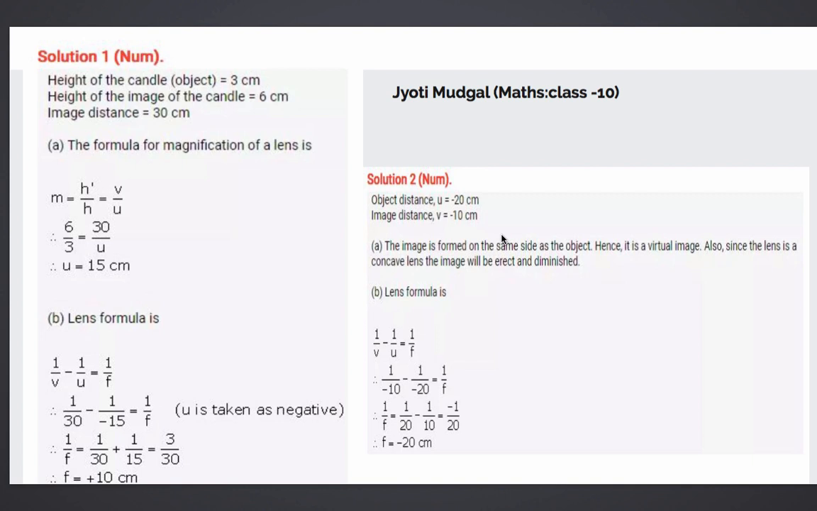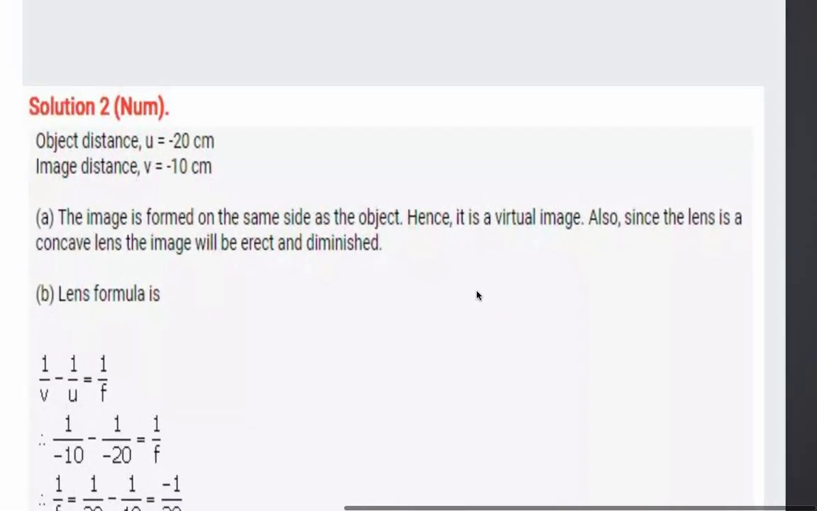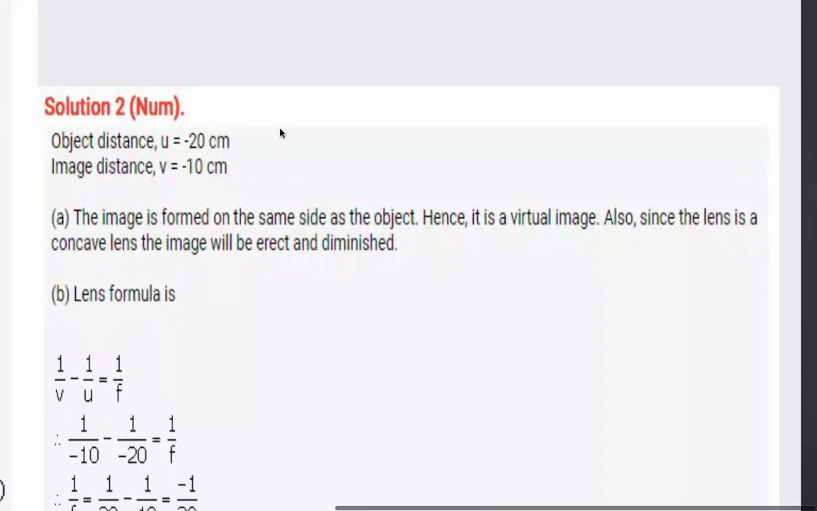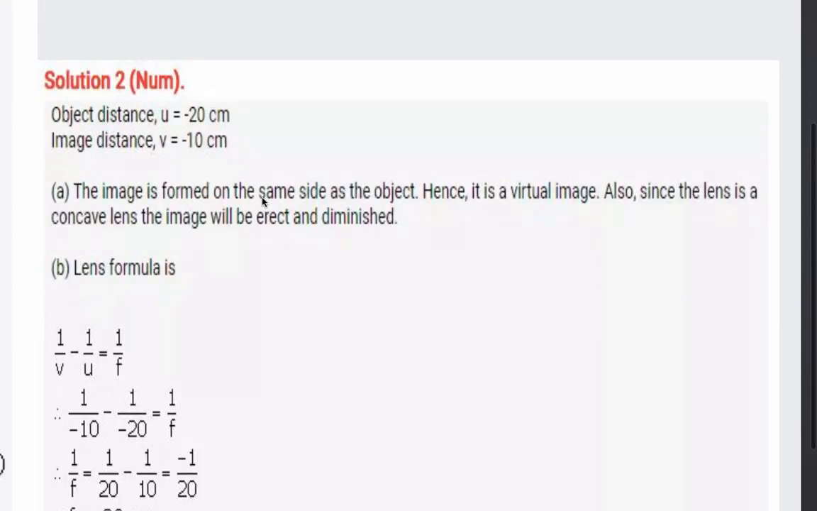a concave lens forms the image. Concave lens. Now, when I'm using the word concave lens, students, u will always be negative, v always will be negative, and f will also be negative. Right? Because we all know that a concave lens forms virtual, erect, diminished image. Perfect? So, let's start. A concave lens forms the image of an object kept at a distance of 20 centimeter.